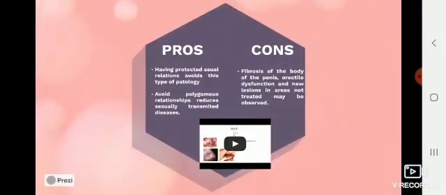Pros and cons. Pros: having protected sexual relations avoids this type of pathology. Avoid polygamous relationships. Reduce sexually transmitted disease. Cons: fibrosis of the body of the penis, erectile dysfunction, and new lesions in areas not treated may be observed.